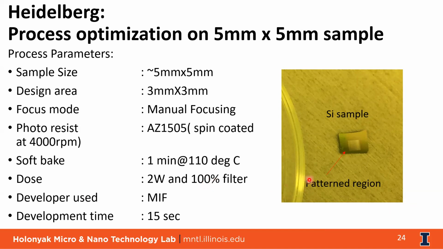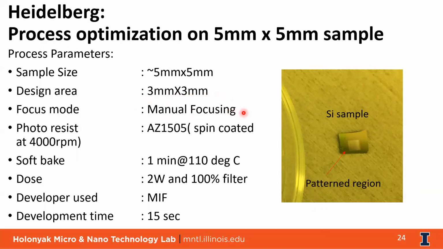So we have done an optimization run on Heidelberg using a 5 mm cross 5 mm structure. As you can see on your right side is a 5 mm cross 5 mm silicon wafer. It's patterned with a 3 mm cross 3 mm area. And these are the process parameters we used to achieve this. The main important thing in this process is that we used the manual focusing option in Heidelberg.